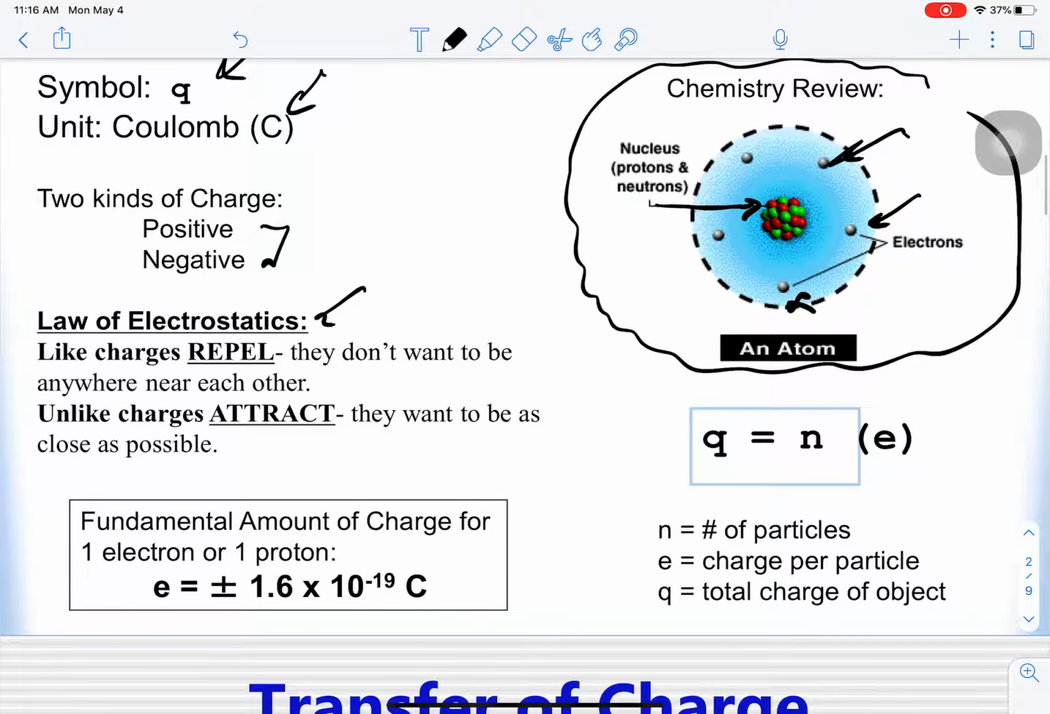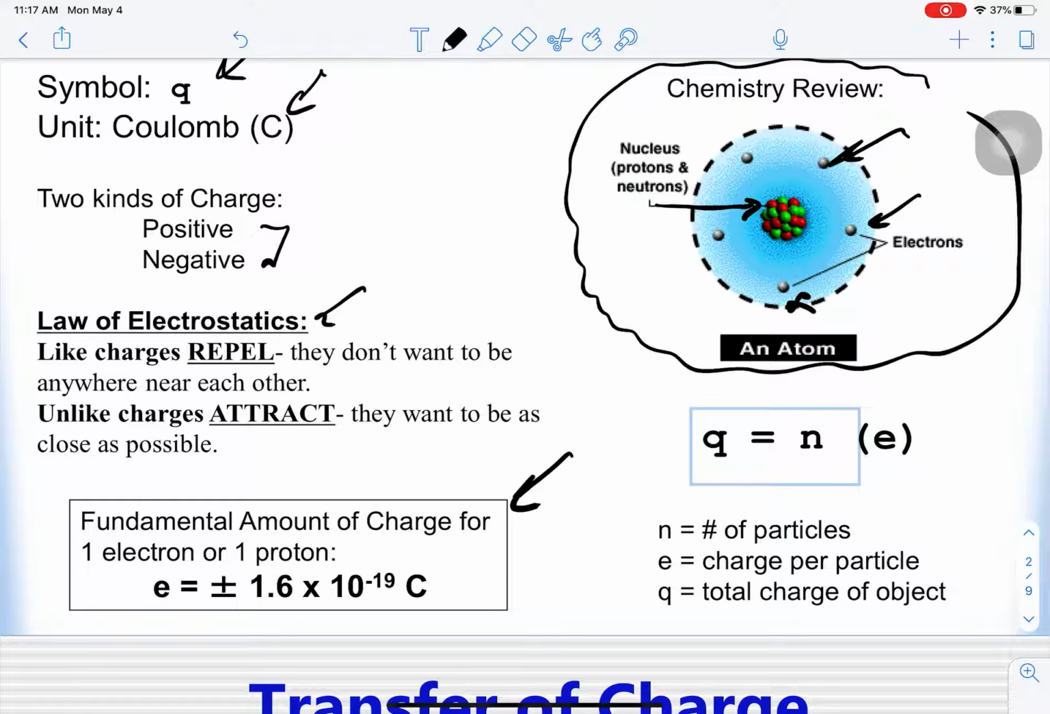Now, right here, this box: the fundamental amount of charge for one electron or one proton. It's either positive or negative 1.6 times 10 to the negative 19th coulomb. If it's an electron, it's negative 1.6 times 10 to the negative 19th coulomb. If it's a proton, it's positive 1.6 times 10 to the negative 19th coulomb.